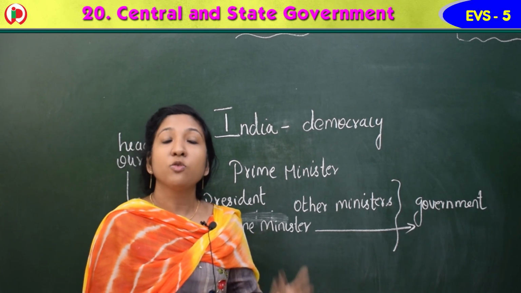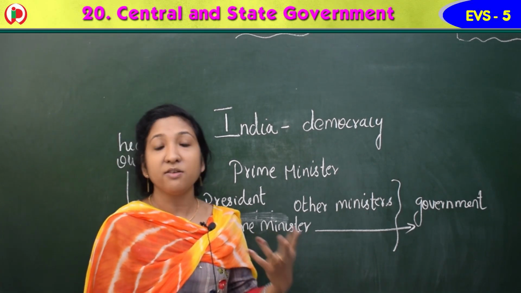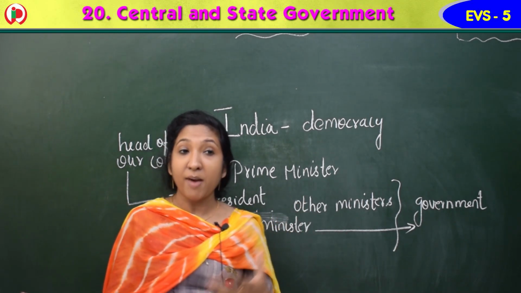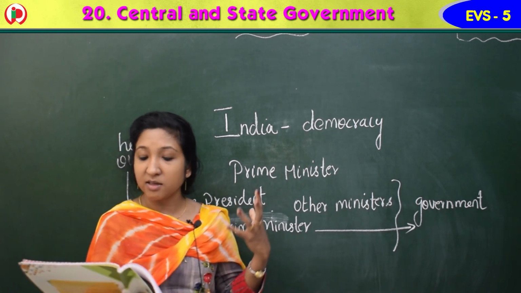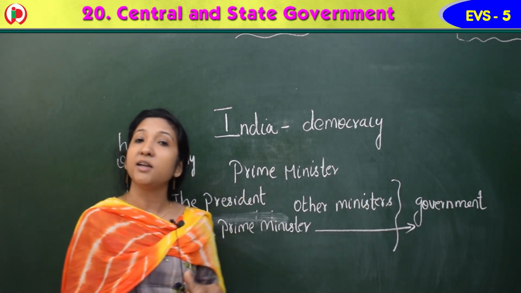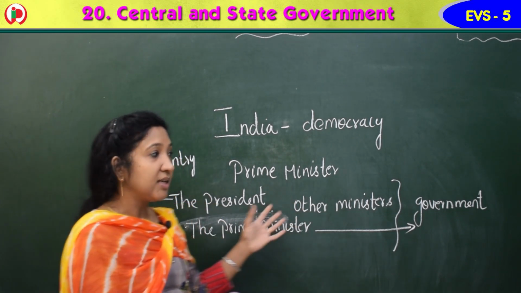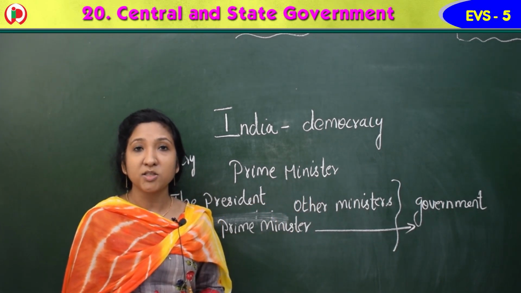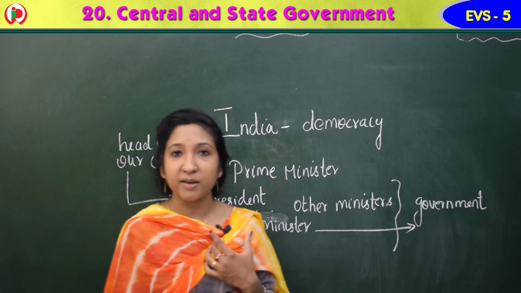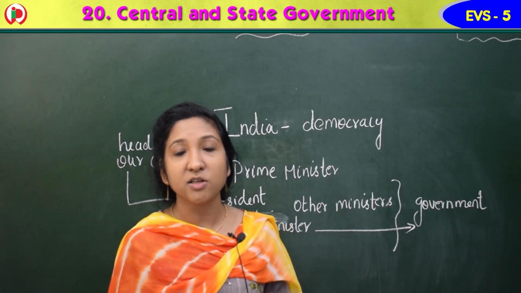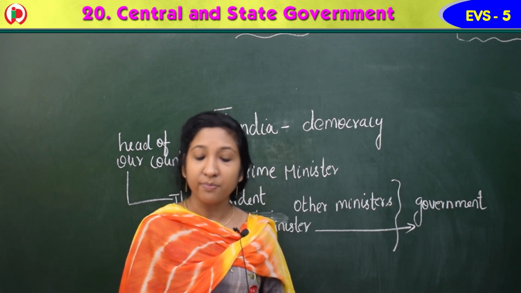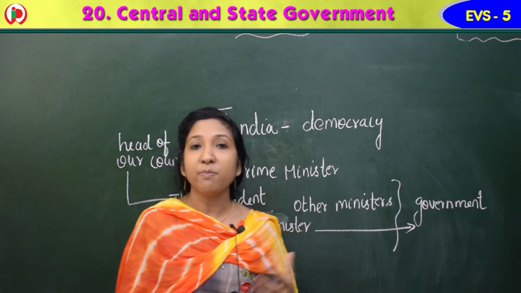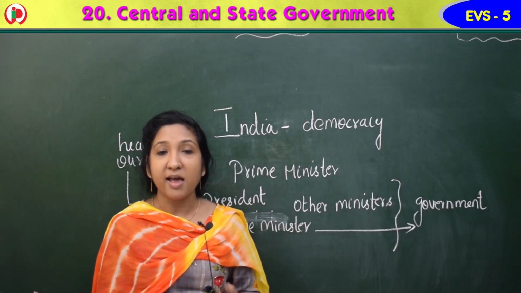So people choose the leader by elections, and the party which gets the maximum number of votes wins the elections and forms the government, and its leader becomes the Prime Minister. The President, Prime Minister and other ministers together constitute a Union Government. The President is the head of our country, and the Prime Minister is the powerful head of the government. Now we will learn about each leader one by one: President, Prime Minister, other ministers.